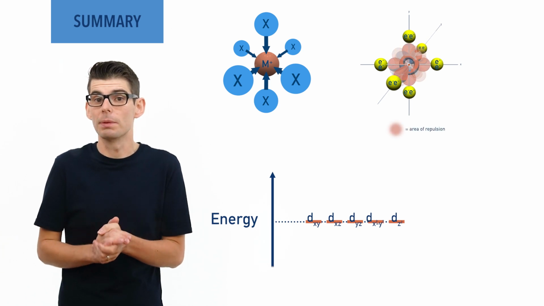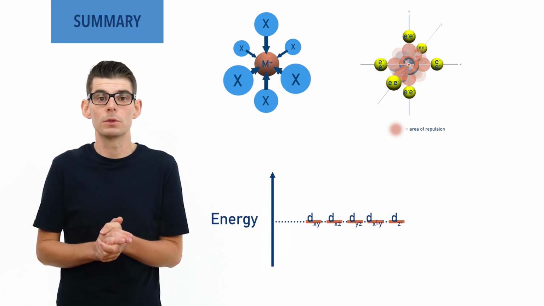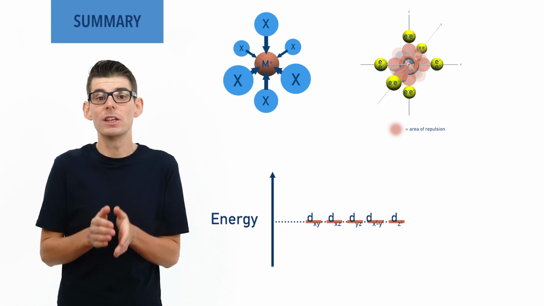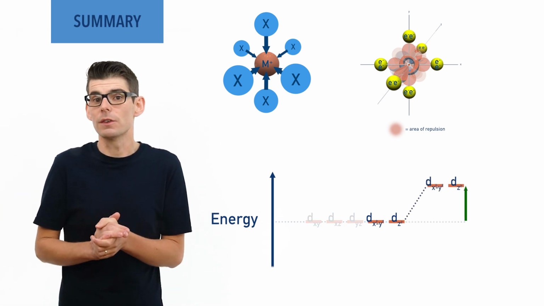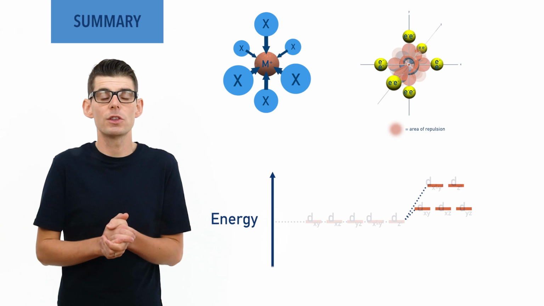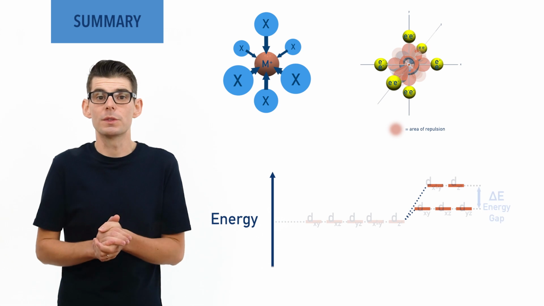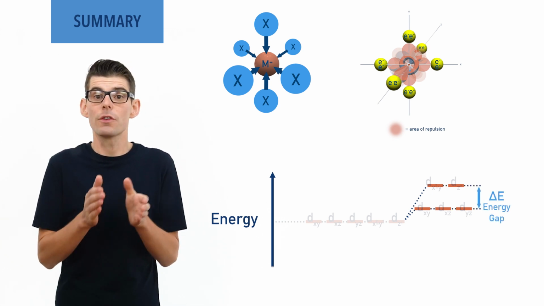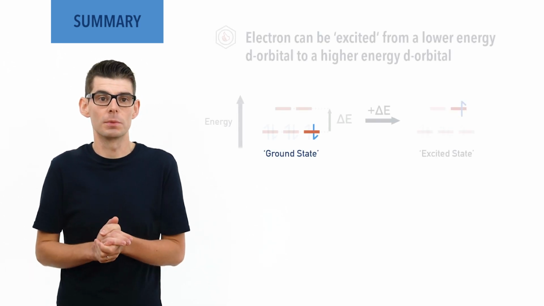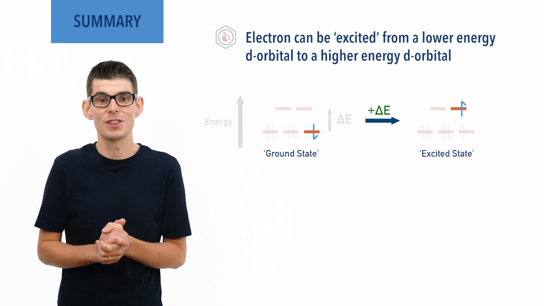For an octahedral complex with 6 groups bonding to a transition metal ion, electrons in 2 of the outer d orbitals experience more repulsion with the electrons from the incoming groups, and their energy increases. This means the 5 outer d orbitals of the transition metal ion get split into 2 sets, higher energy and lower energy. An energy gap exists between the 2 sets, and electrons can be excited from a lower energy, ground state d orbital to an available space in a higher energy d orbital, an excited state. To do this, they have to absorb the exact right amount of energy.